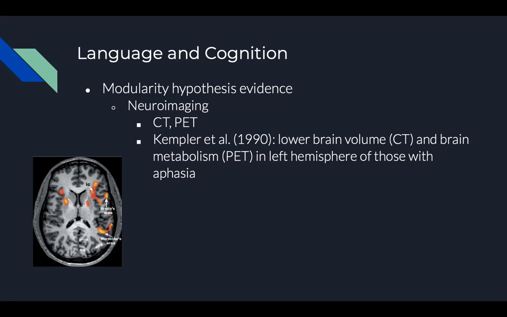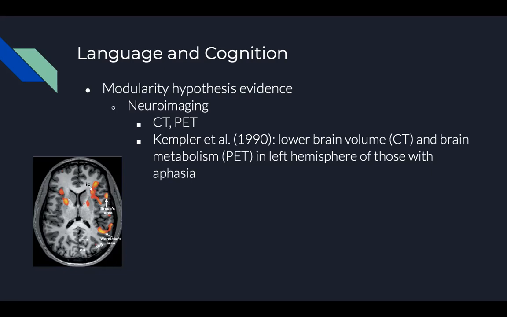So in a study using both CT scans and PET scans, Kempler et al. in 1990 studied 3 patients who had a particular kind of aphasia. It's called slowly progressive aphasia. And they were able to look at what the brain volume of these folks looked like, as well as their brain metabolism.